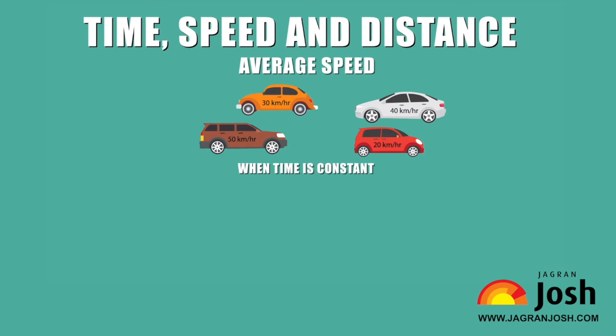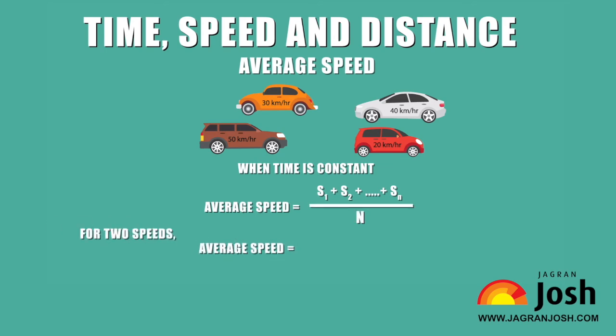When time is constant, the average speed is given by the formula: average speed is equal to (S1 plus S2 plus Sn) upon n. For two speeds, average speed is equal to (S1 plus S2) upon 2.